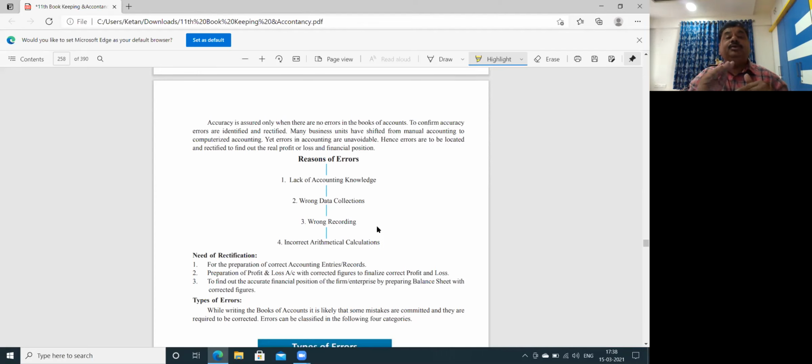Or sometimes they write it the opposite way. For example, interest received. What is the entry for interest received? Cash account debit to interest. Now here, interest account should be credited, but sometimes it is wrongly debited. That is called the wrong recording.